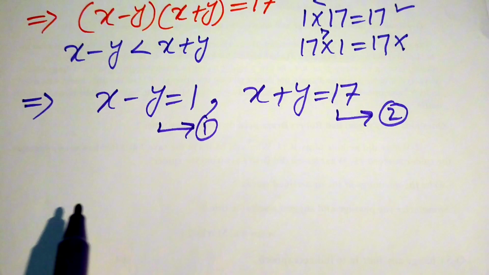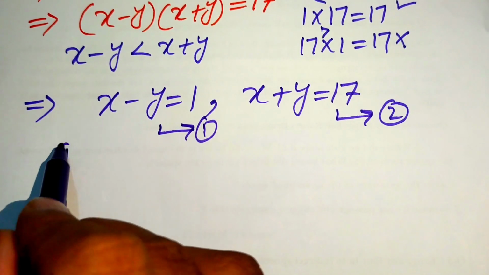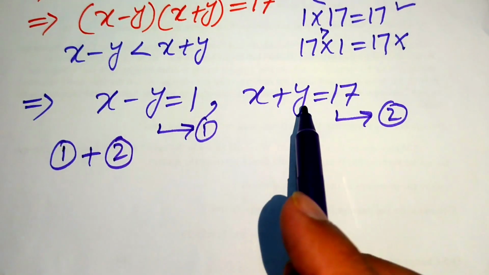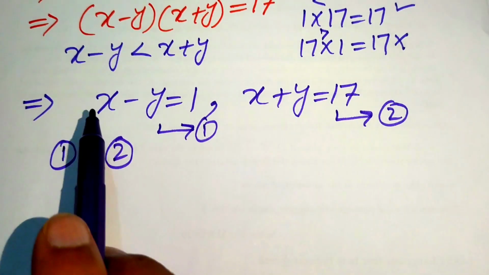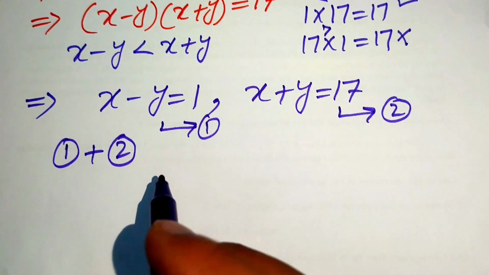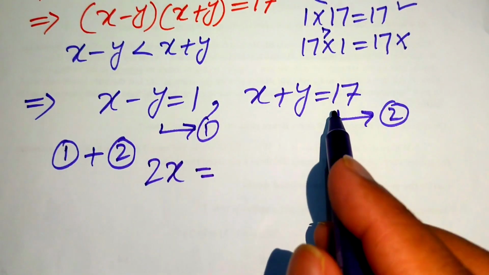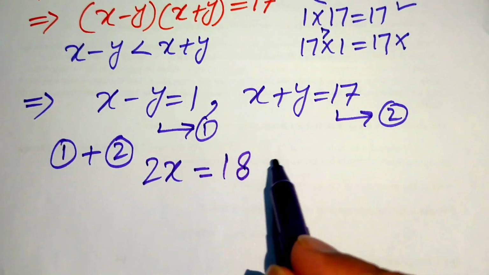and y. If we add equation number 1 and equation number 2, you see here negative y and positive y are gone, and we add x and x, and we get 2 times x equals, in the right hand side we have 1 plus 17 equals 18.